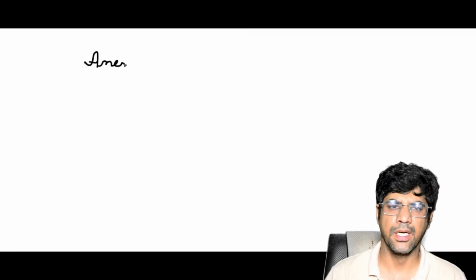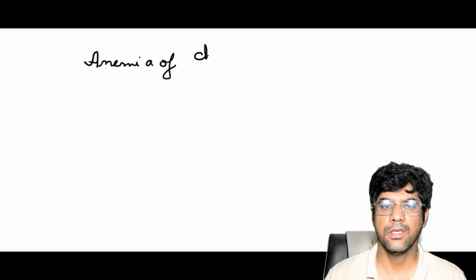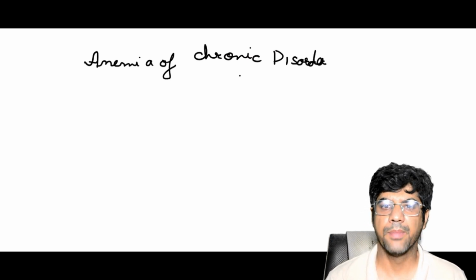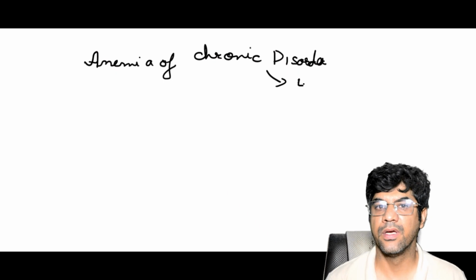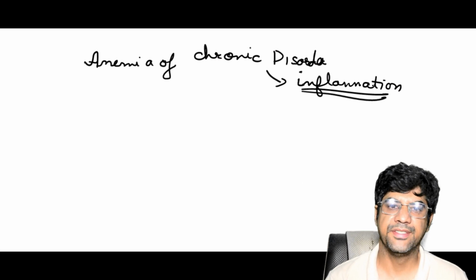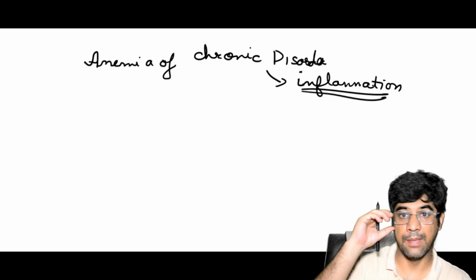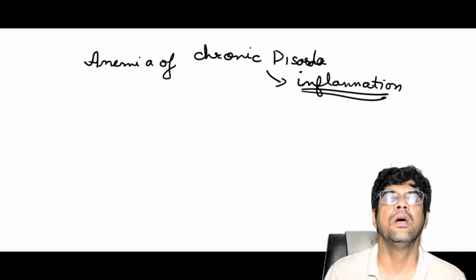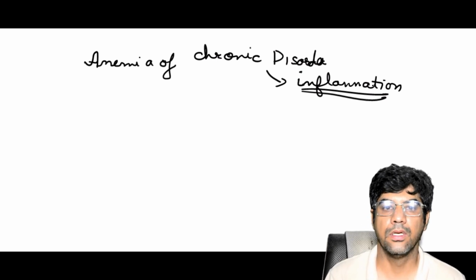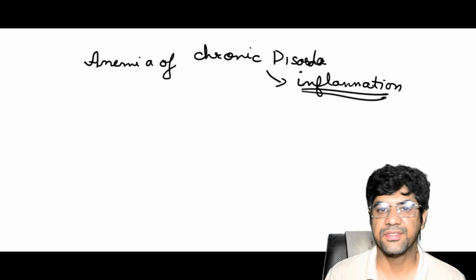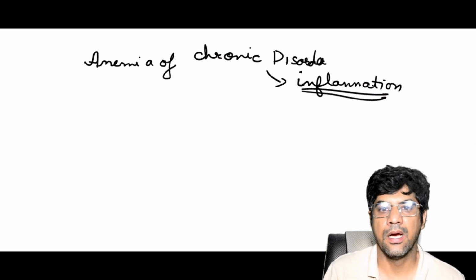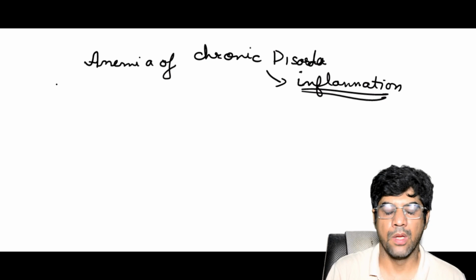The next condition is the anemia of chronic disorders. Remember, it is also known as anemia of inflammation. It is a common type of anemia that is seen in various types of chronic systemic diseases. This anemia develops as a secondary consequence of the underlying disease rather than direct damage to the bone marrow.